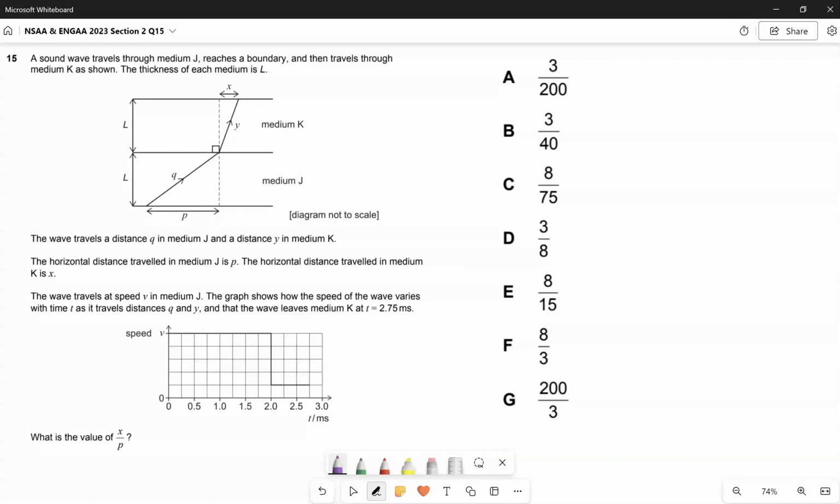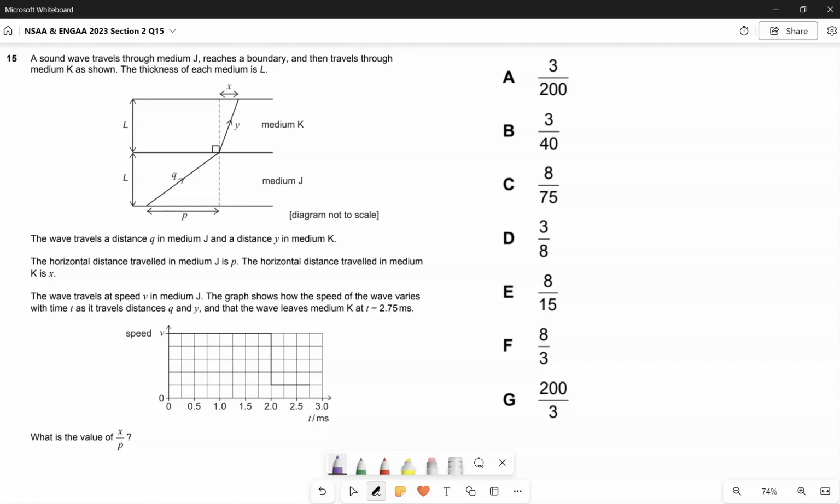A sound wave travels through medium J, reaches a boundary, and then travels through medium K as shown. The thickness of each medium is L. The wave travels a distance q in medium J and a distance y in medium K. The horizontal distance travelled in medium J is P. The horizontal distance travelled in medium K is x.